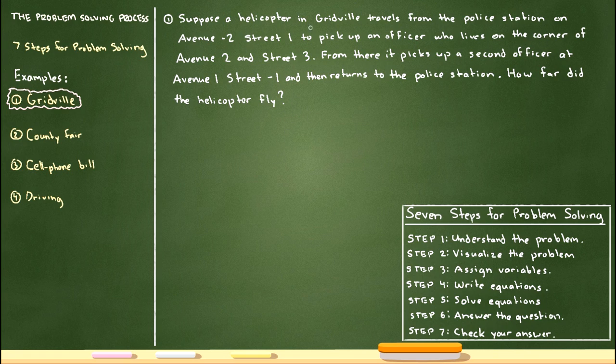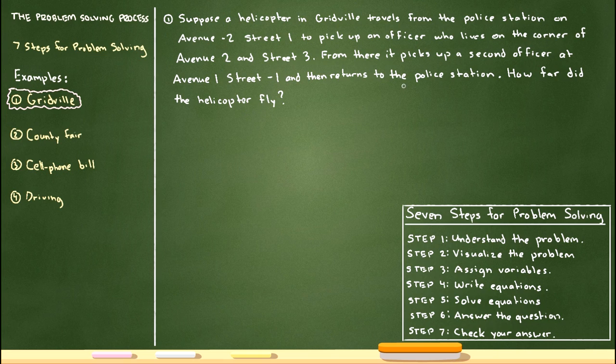So we have a helicopter in Gridville, and it travels from the police station on Avenue -2, Street 1, to pick up an officer who lives on the corner of Avenue 2 and Street 3. From there, it picks up a second officer at Avenue 1, Street -1, and then returns to the police station. So how far did the helicopter fly?